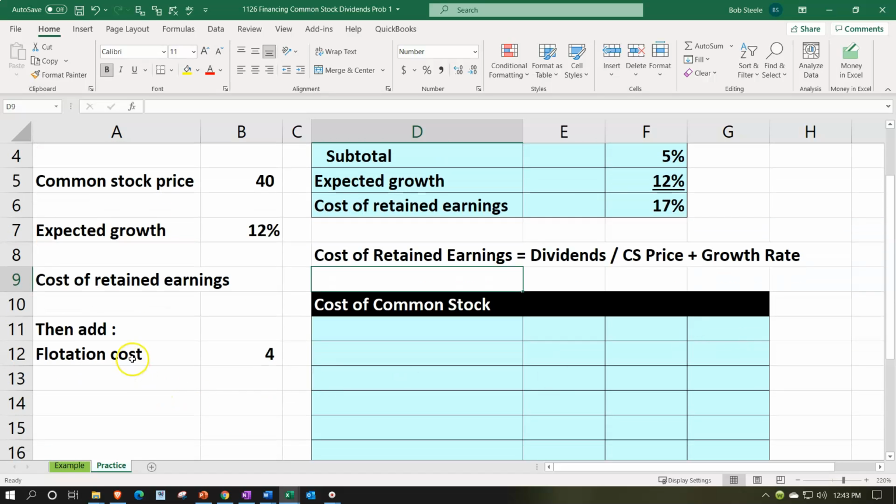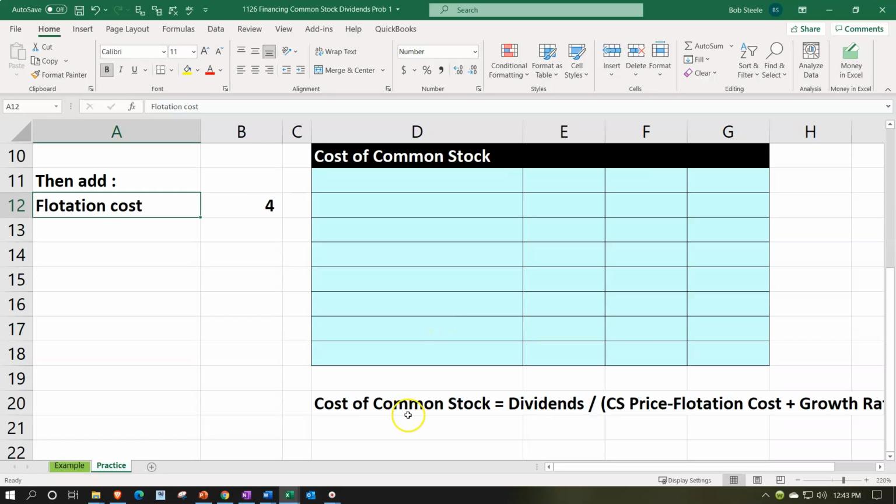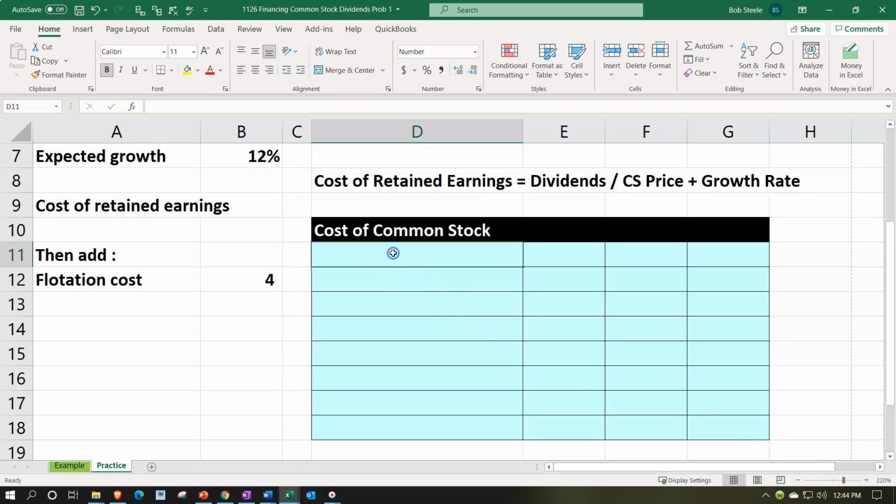So now let's say, well, what if we add in the flotation costs down here? And so we'll tack on the flotation costs. The formula is just going to be slightly different. We're going to say the cost of the common stock is going to be the dividends divided by, now we've got the brackets, common stock price minus the flotation costs, and then we will add the growth rate. So it'll be slightly different, same kind of process.